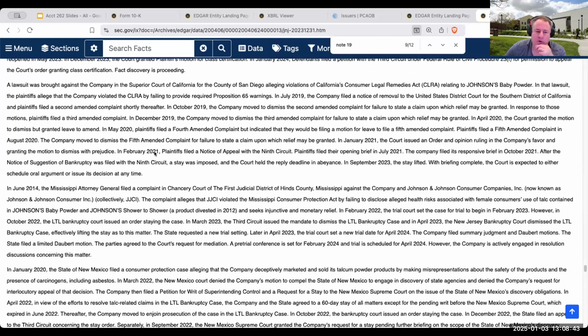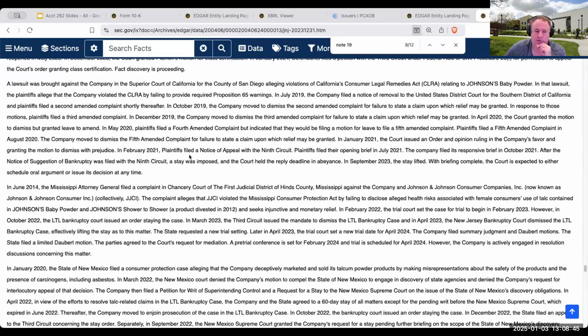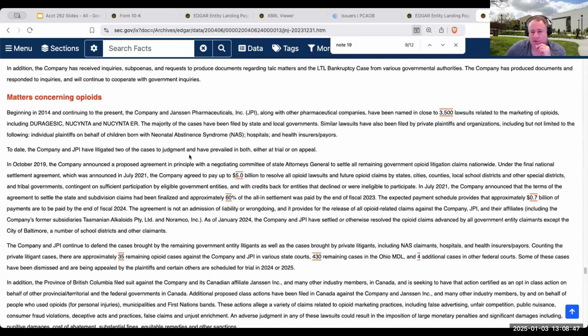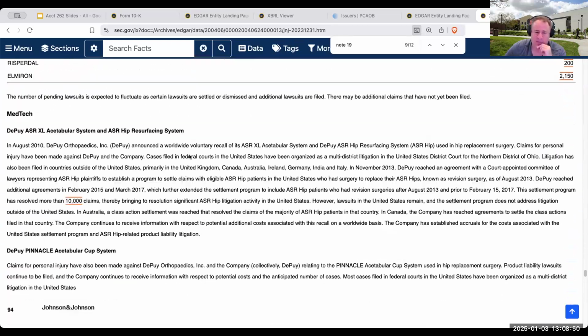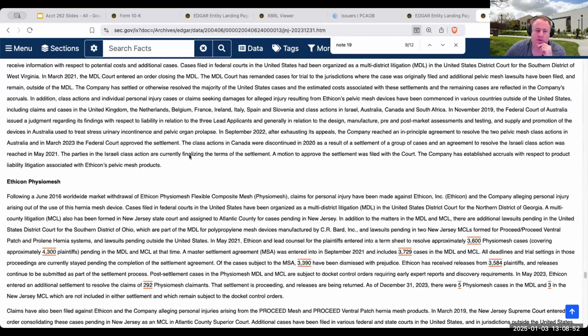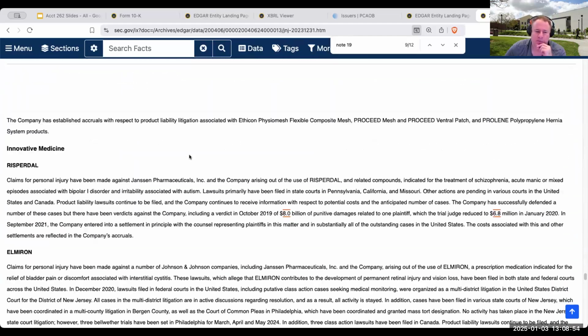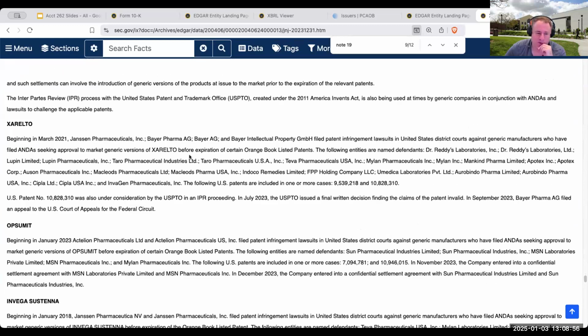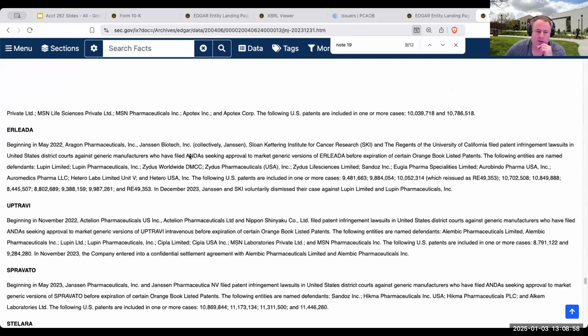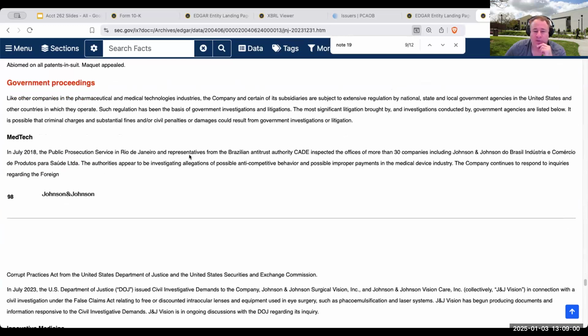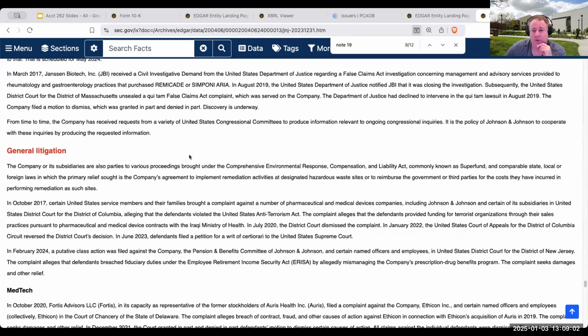Yeah, more lawsuits. Lawsuits, matters concerning opioids, product liability, intellectual property lawsuits, government proceedings, general litigation.